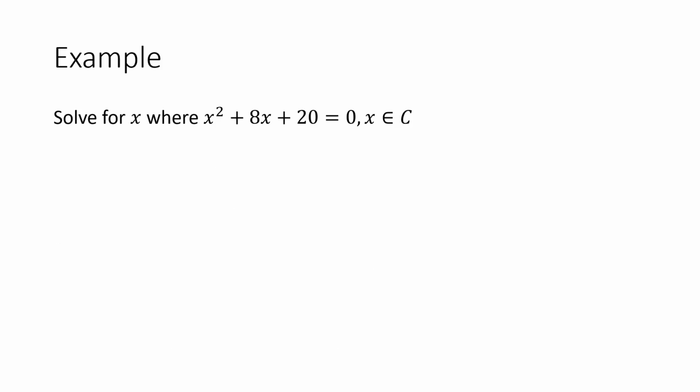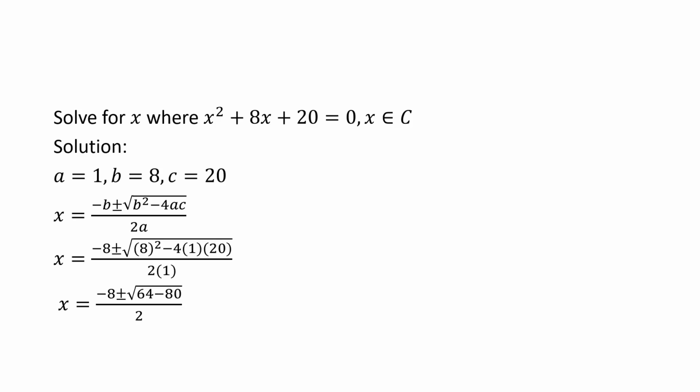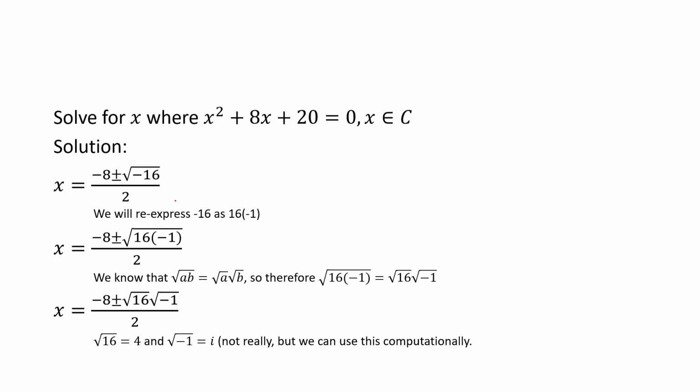So suppose we're asked to solve for x, where x squared plus 8x plus 20 is equal to 0. Well, we can't factor that, so we're going to use the quadratic formula. We have a equals 1, b equals 8, and c equals 20. So solving for x using the quadratic formula, we end up with 64 minus 80 underneath the square root symbol. Well, that equals -16. And so we end up with -8 plus or minus the square root of -16 over 2.